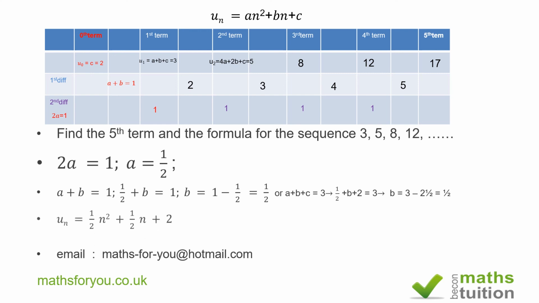So now our formula becomes u sub n is equal to half n squared plus a half n plus 2.